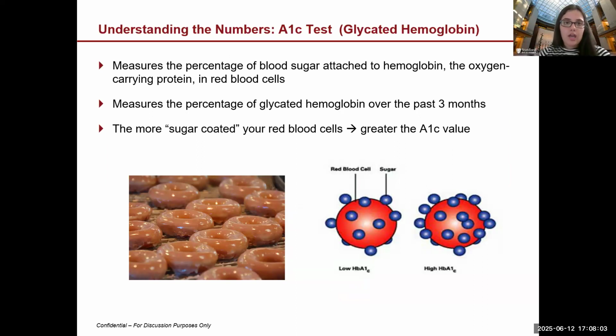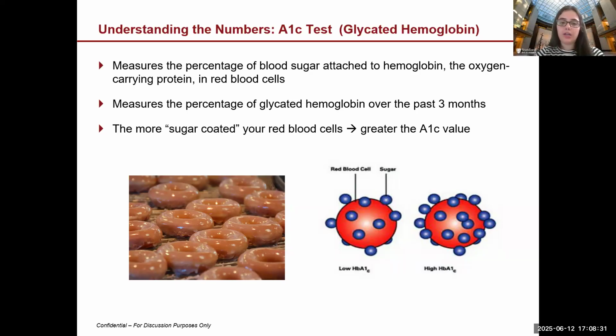Again, I'm also sure that you might be familiar with the A1C test, which usually measures the percentage of blood sugar that is attached to hemoglobin. So we call it glycated hemoglobin. And hemoglobin is the oxygen carrying protein in your red blood cells. So A1C measures the percentage of glycated hemoglobin over the past 3 months.